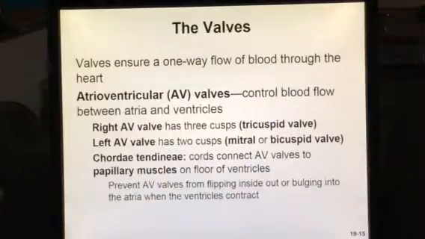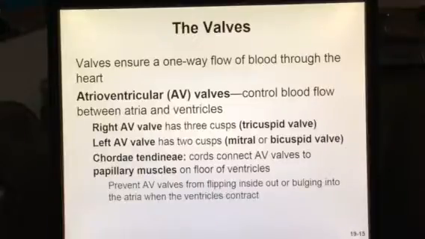Okay, we have 4 valves that we need to know where they are and which chambers they are a part of. So valves throughout the heart make sure that the blood is going in a one-way direction. That's to make sure that the oxygenated blood does not mix with the deoxygenated blood. This helps our body tissues get the most efficient blood that they can receive, having the most amount of oxygen.